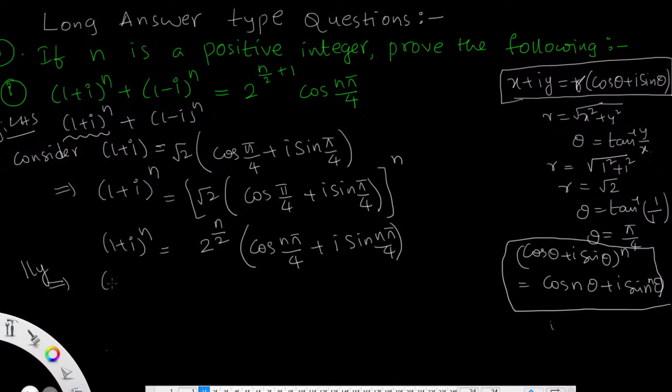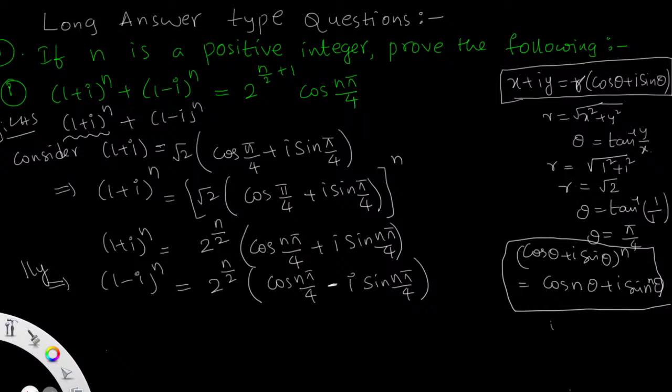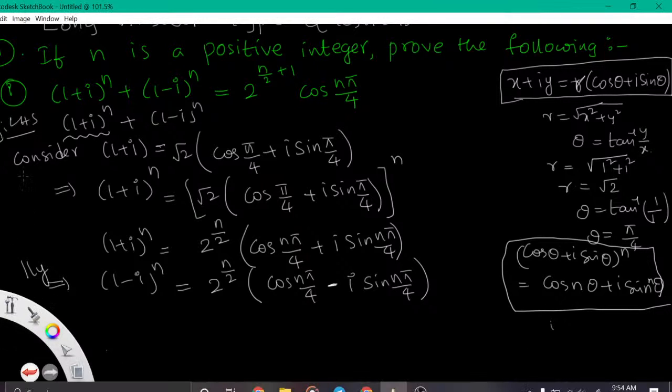Similarly, given (1 - i) whole to the power of n, we can write it as 2 to the power of n by 2 into, just replace plus by minus. There is no change in the process, only the change with minus. That's why we are writing the same thing, that is i into sin of n pi by 4. Okay, (1 + i) whole to the power of n is nothing but 2 to the power of n by 2 into cos n pi by 4 + i sin n pi by 4.